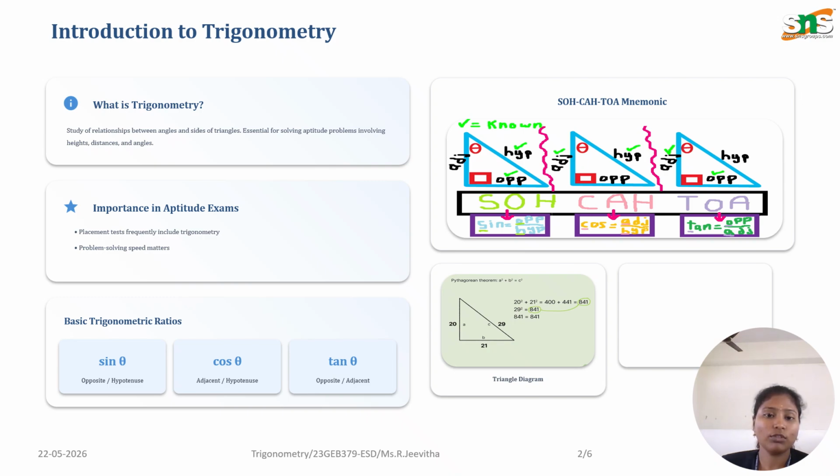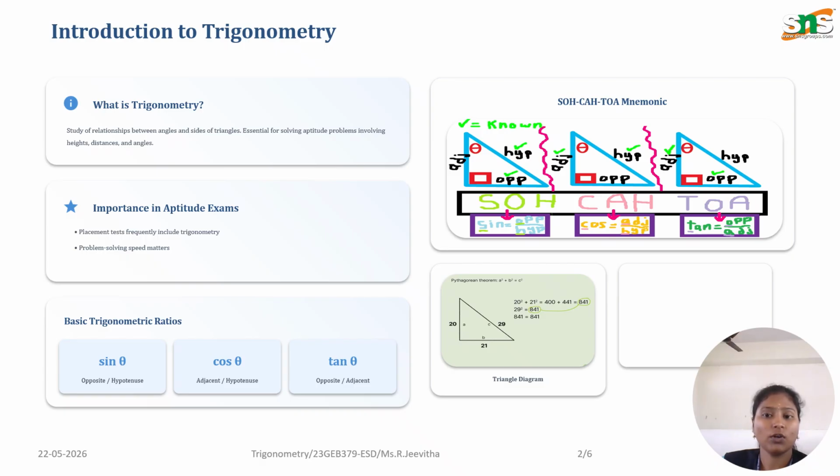look at this memorable word on the screen. SOHCAHTOA. Let's say it loud together. SOH means sine is opposite divided by the hypotenuse. CAH means cosine is adjacent divided by the hypotenuse. TOA means tangent is opposite divided by the adjacent.